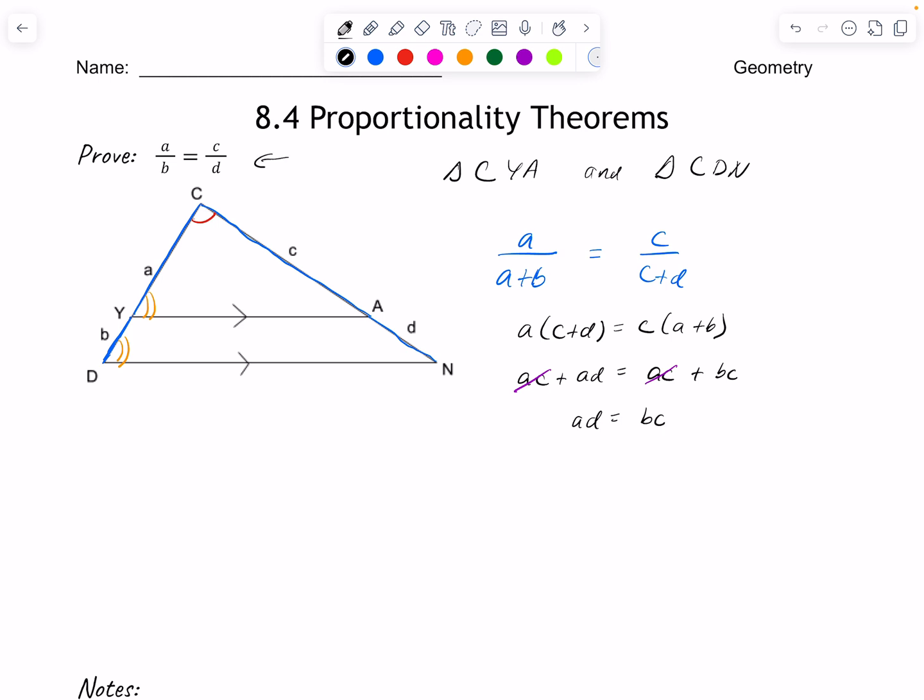If I'm trying to get this proportion here, I'm going to divide the letter D over there and the letter B to the other side, my bad. So the D goes this way and the B goes that way. So I'll have A over B equals C over D, which is what we started with. So this is how we're going to prove the proportionality theorem. So I'm going to put that in the notes now.